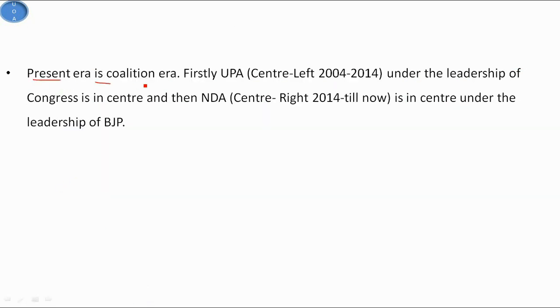So the present era is a coalition era. Firstly, the UPA, under the ideology of center plus left, is in the center under the leadership of Congress, and then the NDA, which has an ideology of center and right, is in the center under the leadership of BJP.